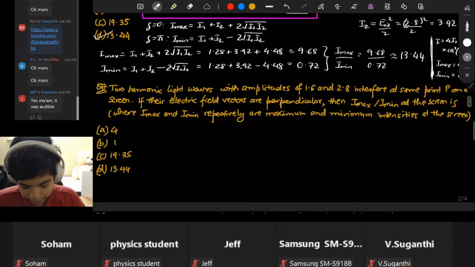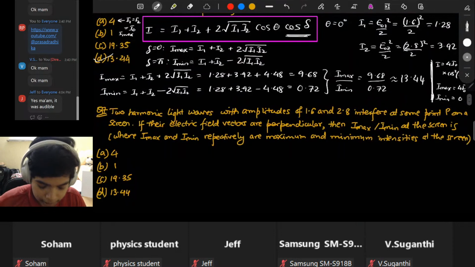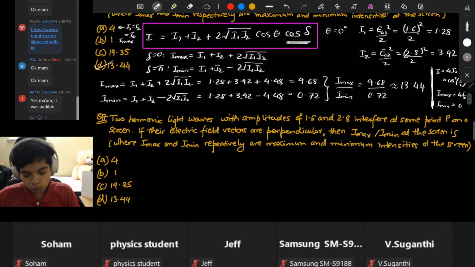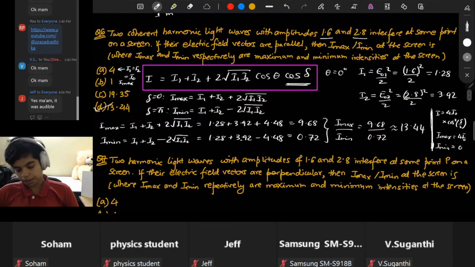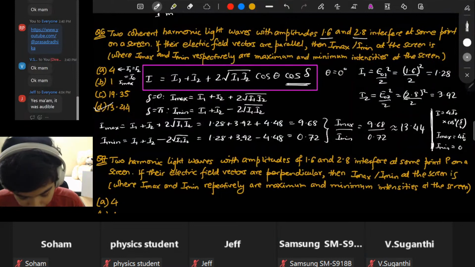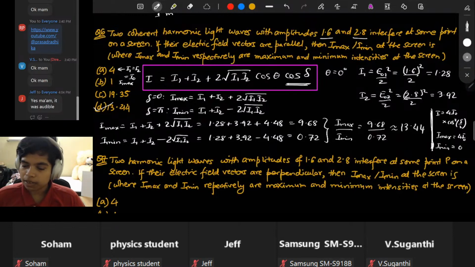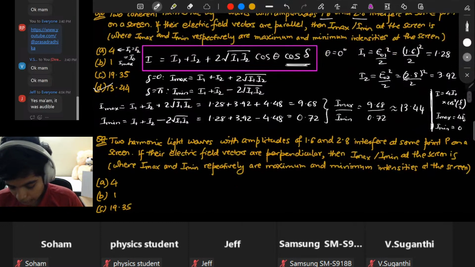We can proceed to the next question, which is along similar lines. This time we have two harmonic light waves with amplitudes 1.6 and 2.8, same as previously, which interfere at some point P on a screen. However, in this case the electric field vectors are perpendicular. Then what is I max by I min at the screen, where I max and I min are the maximum and minimum intensities respectively? So it is a similar question, just that earlier we had parallel polarization, and now we have orthogonal polarizations.